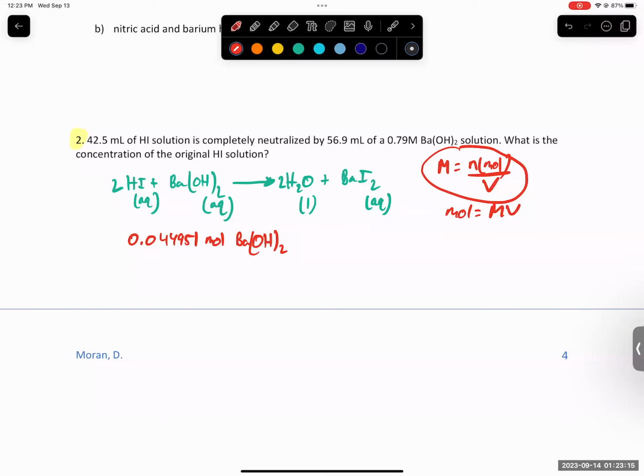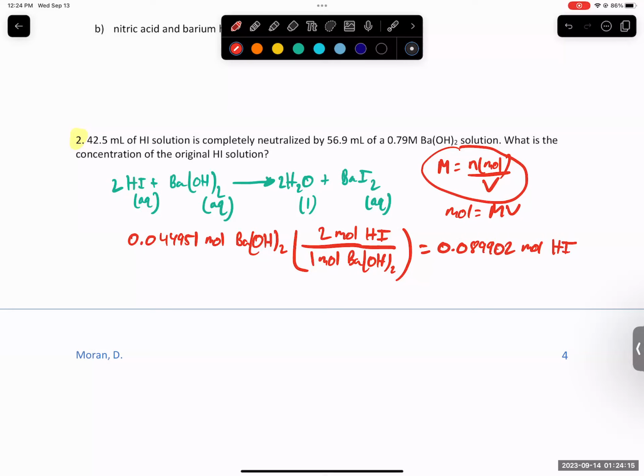Now we're trying to find the concentration of HI, right? So is there any way we can get from moles of barium hydroxide to moles of HI? Yeah, the mole ratio, which is what in this case? It would be the moles times 2 moles HI over 1 mole of barium hydroxide. Yeah, so it's a 2-to-1 ratio. So for every 1 mole of barium hydroxide, there are 2 moles of HI. If you're confused as to how I got these numbers, these correspond to the coefficients on the balanced chemical equation. So if I multiply the answer I got before by 2, I get 0.089902 moles of HI.